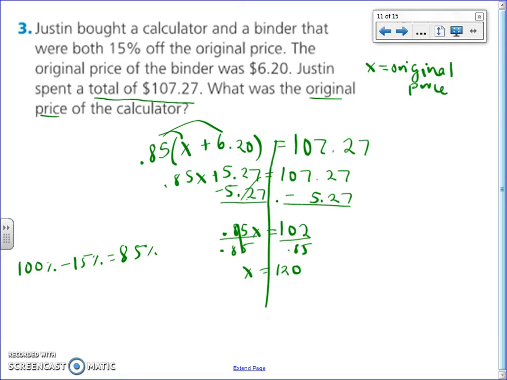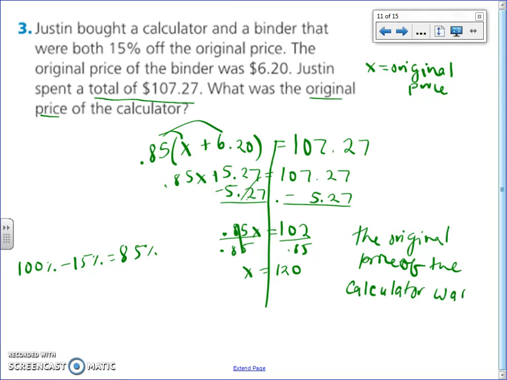120. So that tells me that the original price I paid was 120. The original price of the calculator was 120. So the original price of the calculator was $120. Okay, whenever you have a word problem, make sure to answer it in a sentence.